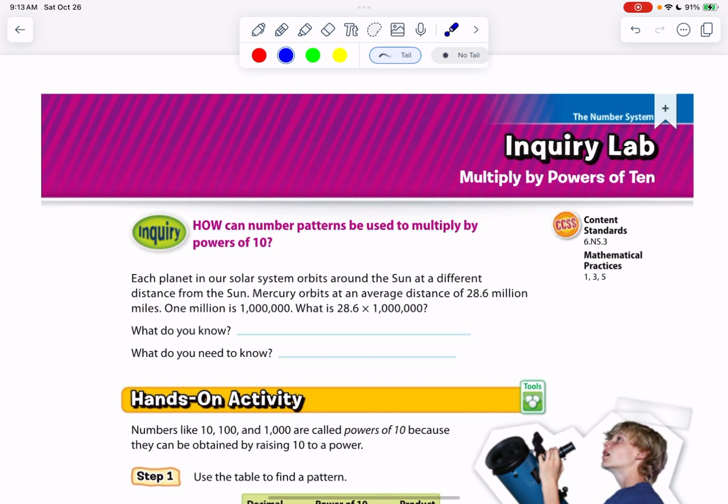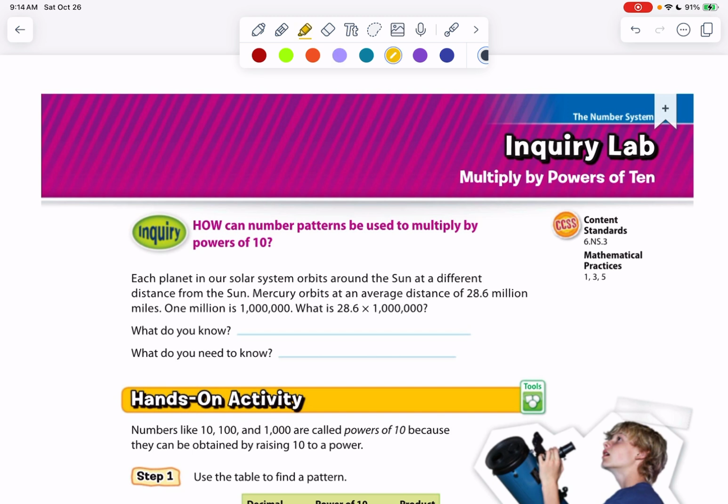Okay, what are powers of 10 anyway? Has something to do with when a number is just ones and zeros. Okay, let's read this problem. Each planet in our solar system orbits around the sun at a different distance from the sun. So what is an orbit? Okay, so let's see here, orbit.